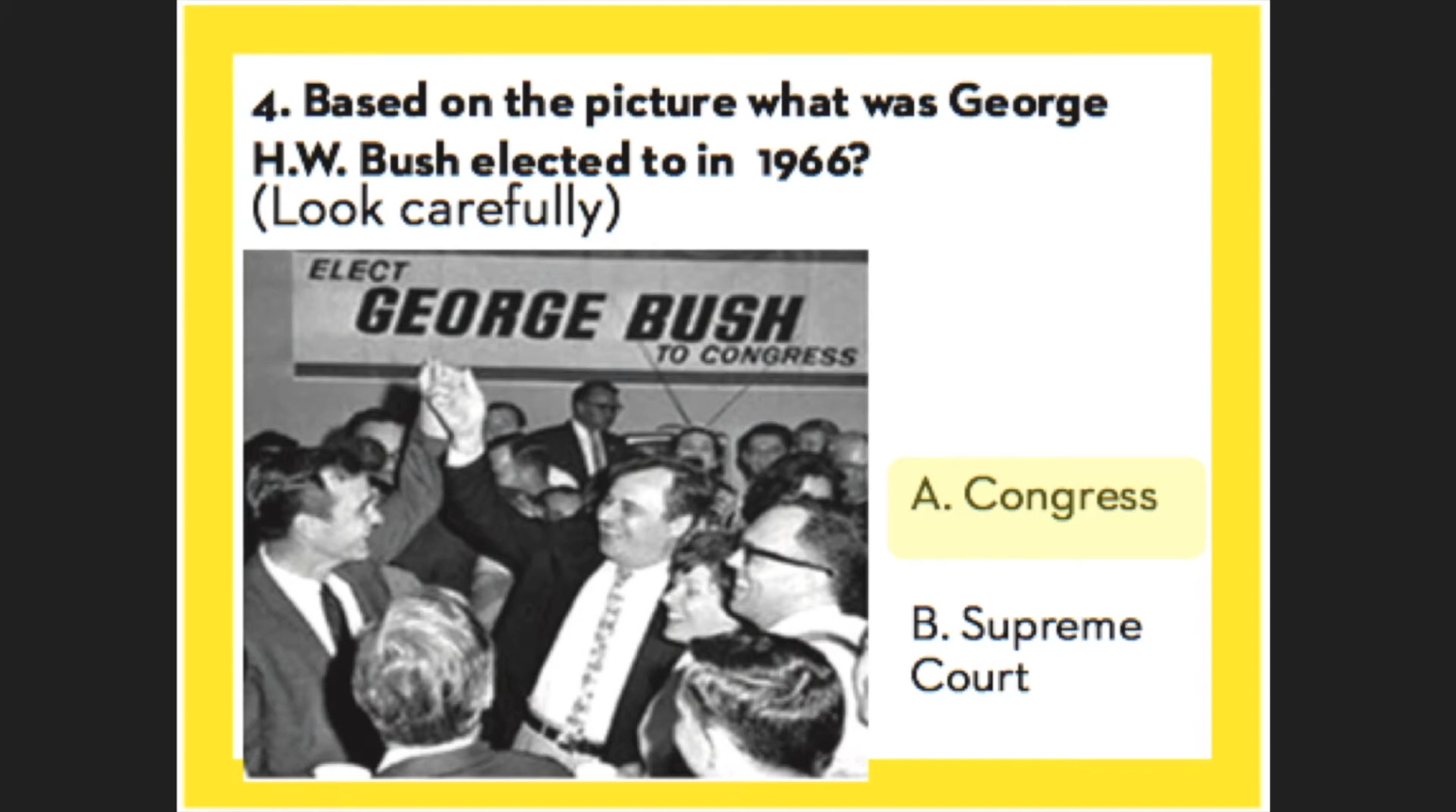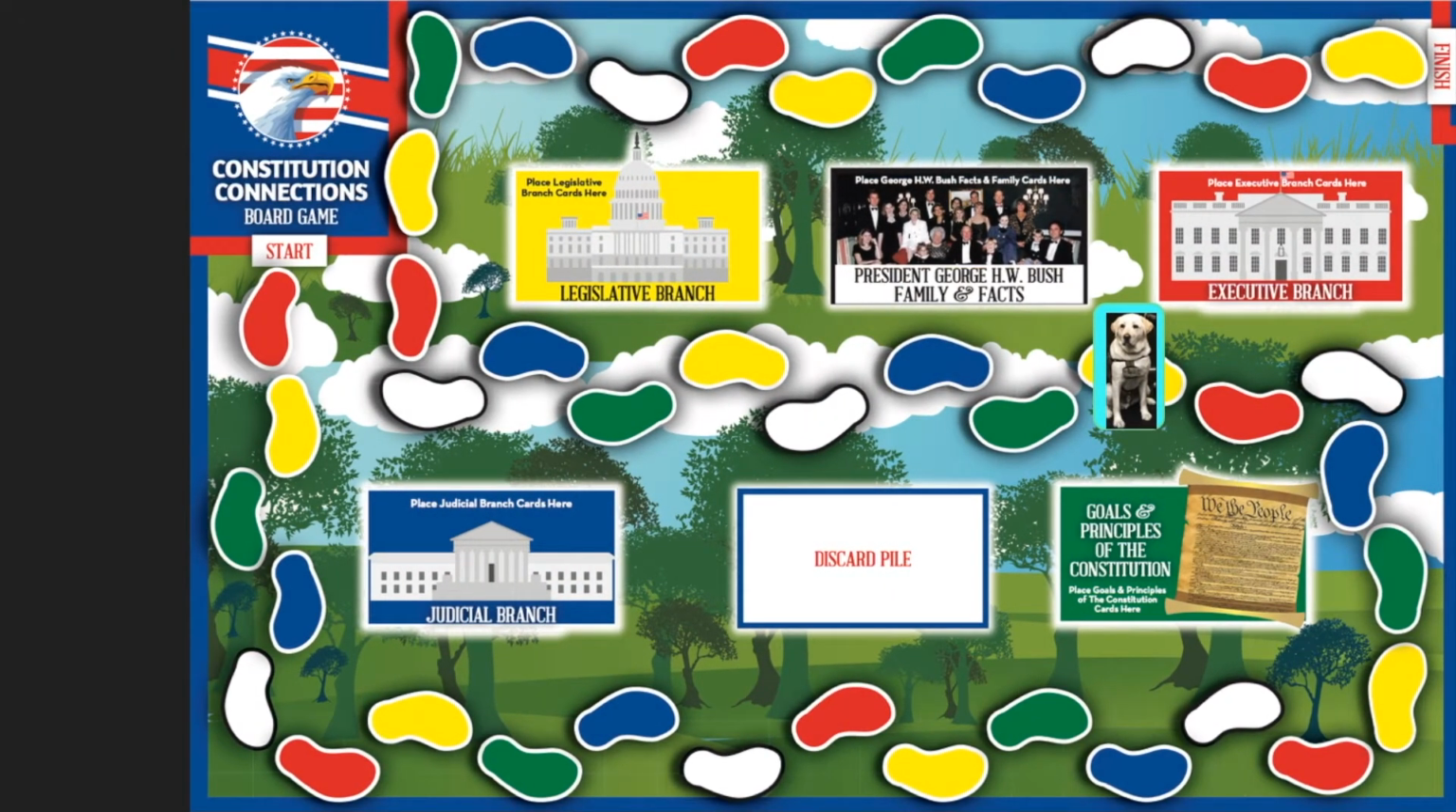So I think that means we're ready for the next one. Okay, let's roll that dice. And that is a 5. So get the dice out of the way. 1, 2, 3, 4, 5. Okay, it's going to be goals and principles of the Constitution.